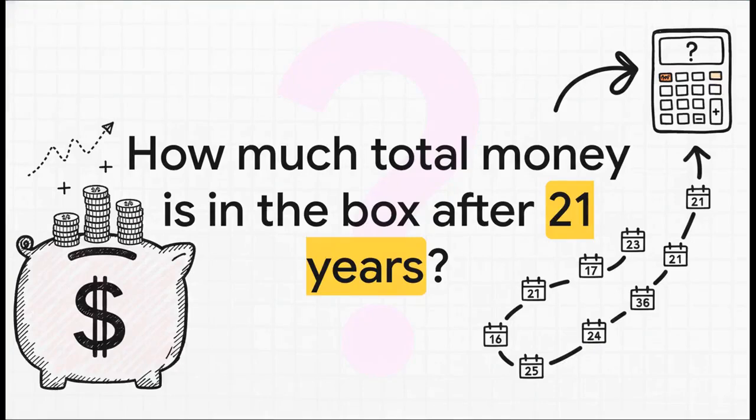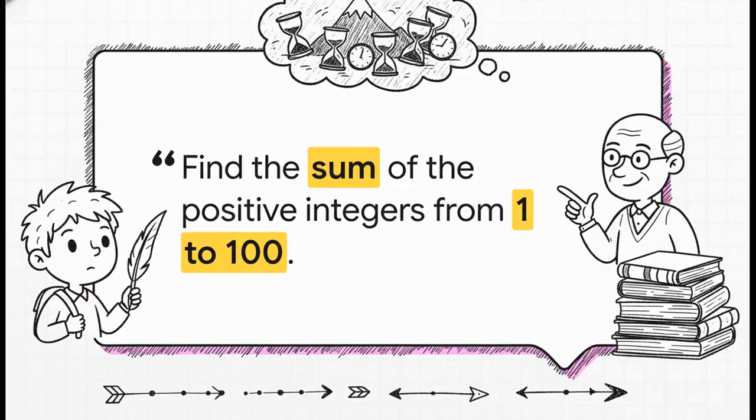She starts with 100, then 150, then 200, and so on. To find the grand total after 21 years, we'd have to sit there and add up 21 different numbers. I mean, you could do it, but who's got time for that? There's got to be a smarter way. And guess what? There is.